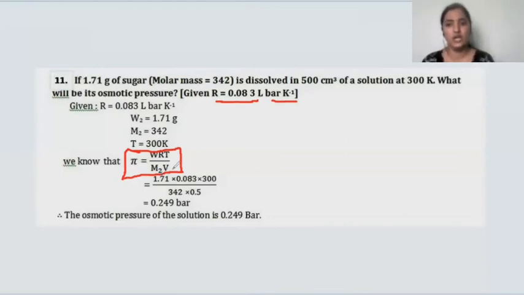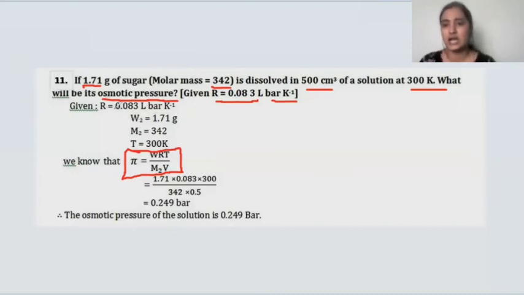Then what is this V? V stands for volume. Let us solve one problem regarding the osmotic pressure. The problem is like this: if 1.71 gram of a sugar having the molecular mass 342 is dissolved in 500 cm cube of a solution at a temperature of 300 Kelvin. They are asking you to find out the osmotic pressure of the solution, and they have provided you with the universal gas constant. Let us write the given data first.